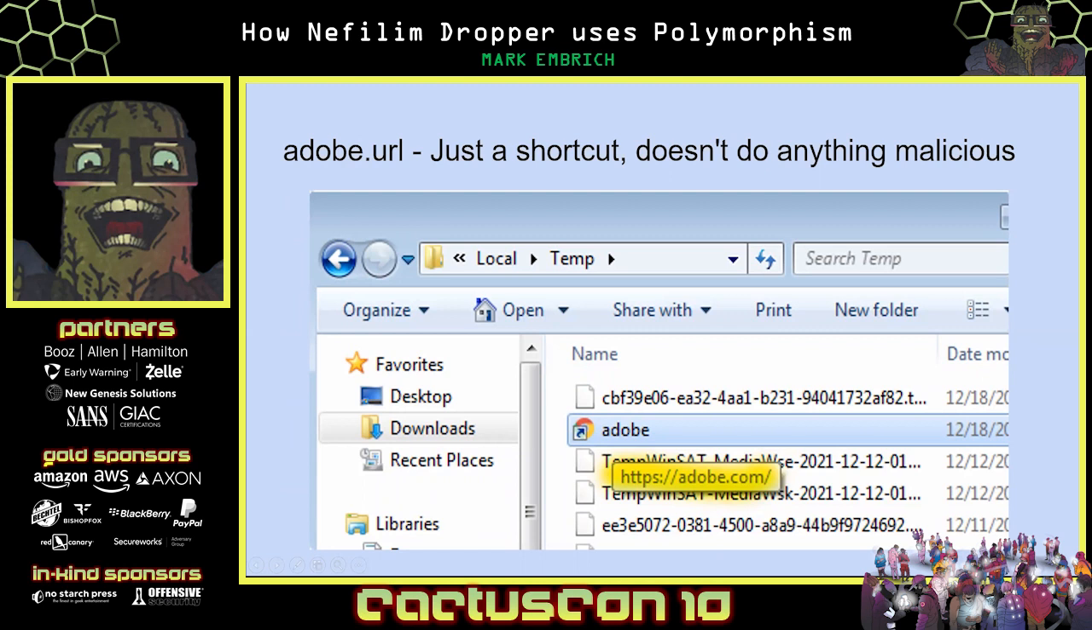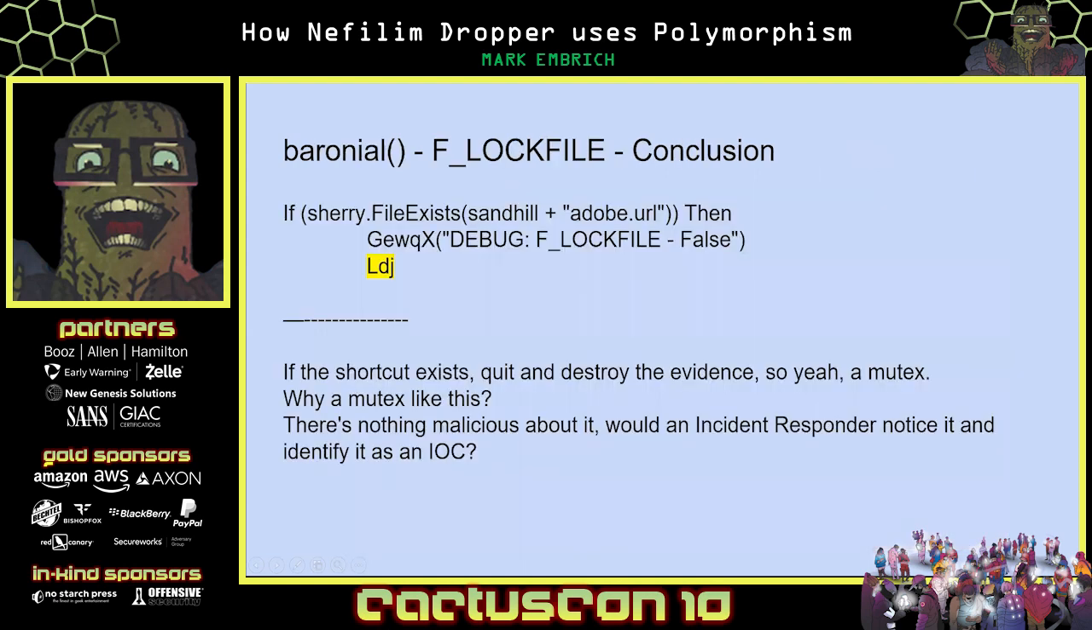Since we haven't seen anything malicious in this flock file, I actually tried it. It's exactly what you'd expect. It's a shortcut that only contains a hyperlink to adobe.com. There's nothing malicious about it at all. So why would the threat actors be doing this check? My guess is that they're using the adobe.url file as a mutex, meaning if the adobe.url file already exists, this host was already a victim of the attack. So there's no need to run the VBS again.